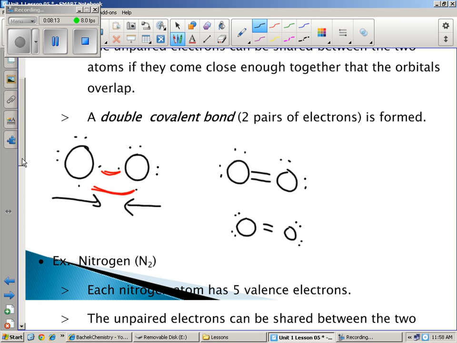In about lesson 9 or 8, we're going to get the molecular model kit, which is a fancy word for Lego. And we're going to play with it, and we're going to show you that that's how that would look. All right? So we'll get there eventually. Double covalent bond, all those electrons are being shared between those 2 oxygens.